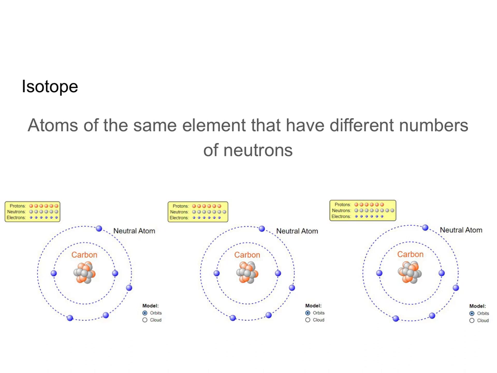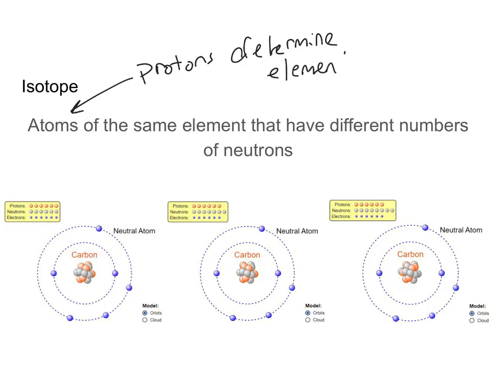So the first description that we're going to talk about is called an isotope, and these are atoms of the same element that have different numbers of neutrons. Remember that atoms, if they have a certain amount of protons, the protons determine the element. So as long as the number of protons stays the same, that element doesn't change.